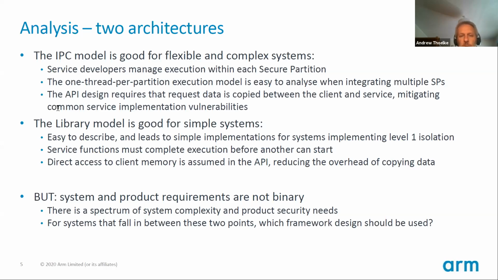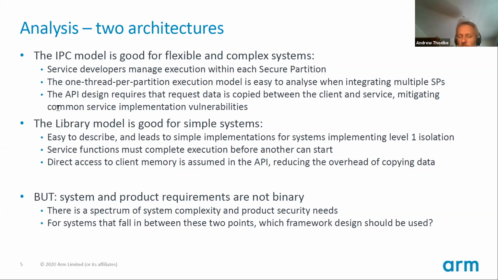And direct access to client memory is assumed in the API, but this reduces the overhead of copying data, which is a significant concern for simple and constrained systems. The challenge is that system and product requirements aren't binary, either complex or very simple. There's a spectrum of complexity and security needs, and that's come up many times in discussions on this forum and on the mailing list. And when you've got a system that falls in between those 2 points, which framework design should be used, and can it adapt to your particular set of requirements?